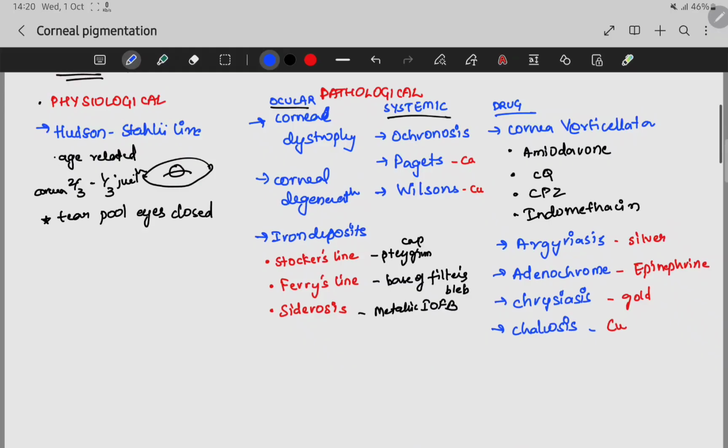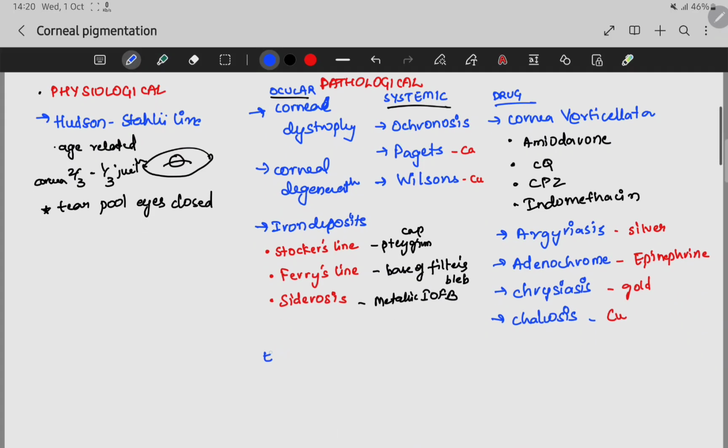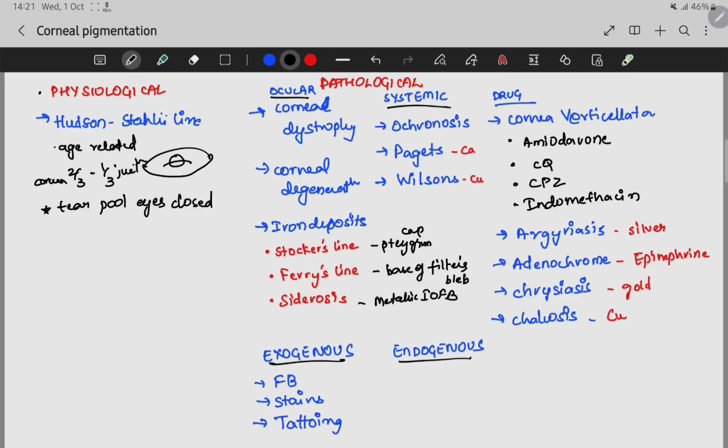So this is one type of classification, that is physiological and pathological classification. We can also divide it based on where this pigment has arrived from. Okay, so if it is derived from exogenous cause or endogenous cause. So exogenous, we know, is based on foreign bodies. It can be due to stains and tattooing of the cornea. And in the endogenous causes, the deposits are from the pigments which are released inside.